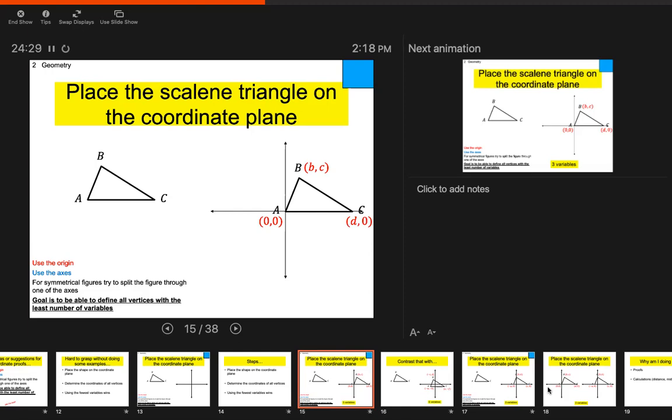How many variables did I use? 3. We need to use 2. Well, this is classwork, you can still replace that B with a different variable. And the reason that I can't just assume that it's equal to 10, like it goes up 10 or goes right 10, is that all we're told is scalene. We're not told any information. All right, so we use 3 variables.